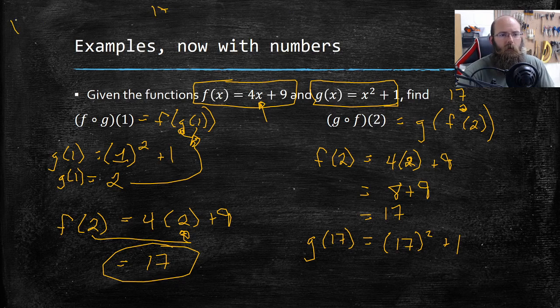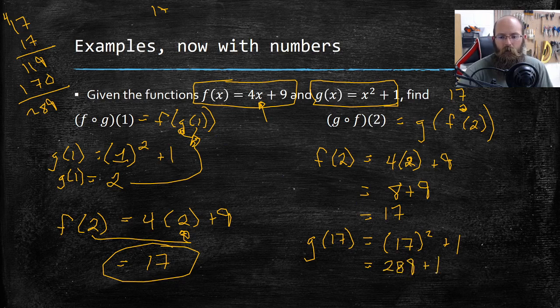17, I'm going to do over here. 17 and 17. 9, 4, 7, 11. 7 and 1. So what's that? 289? Seems big, but okay. 289 plus 1. All right. 290. Kind of a big number, but it's all right.